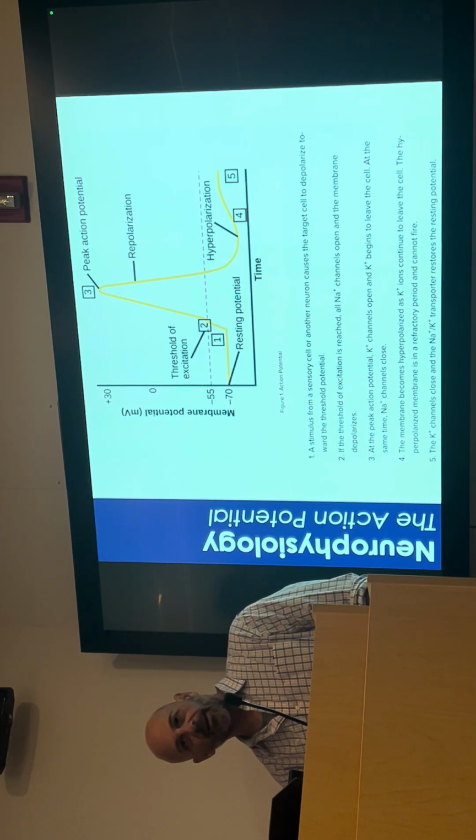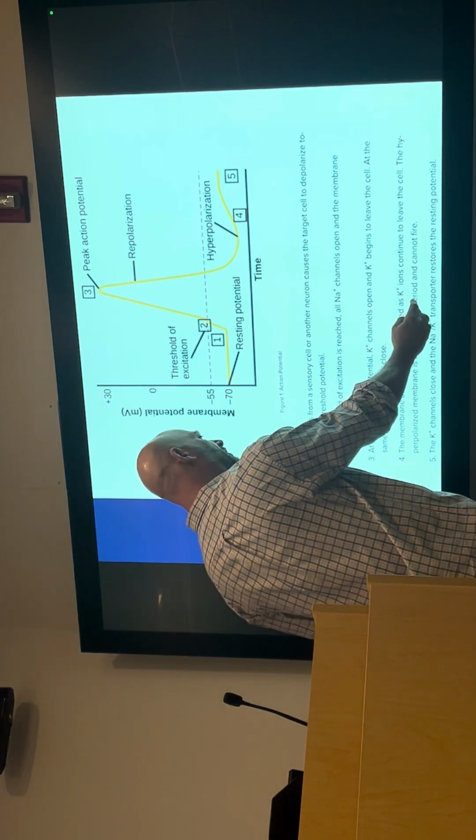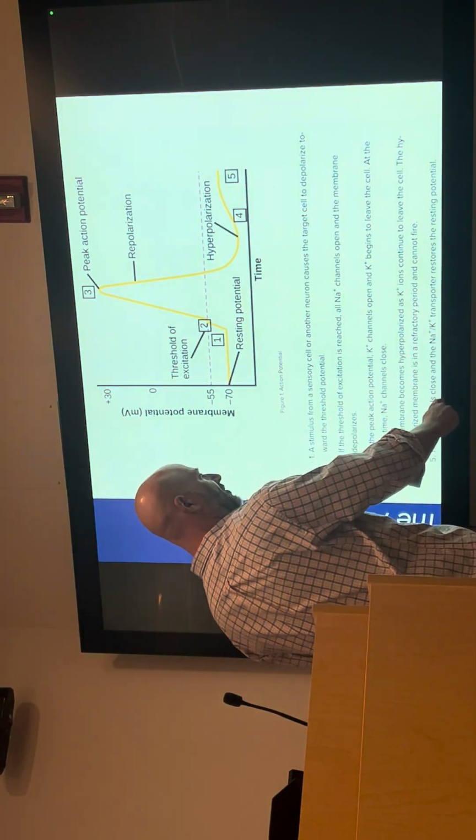That's what causes that hyperpolarization. They don't close immediately here. They stay open a little bit longer, so more potassium leaves, we get more negative. And there we go. We call it the refractory period, if you want to circle that.